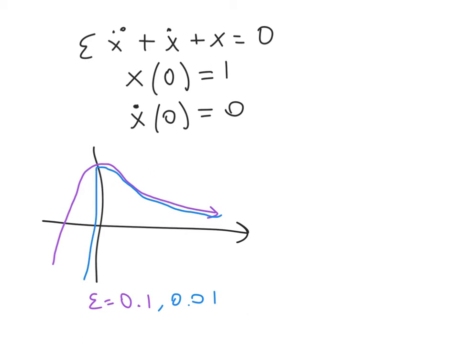And when epsilon is equal to 0.001, the solution looks like this. And so what's happening is we have some solution that looks a lot like the solution to x dot plus x equals 0 when we're further away from the origin, and very close to the origin we have something sort of crazy happening, within a distance of epsilon of the origin, that allows us to satisfy this second condition.